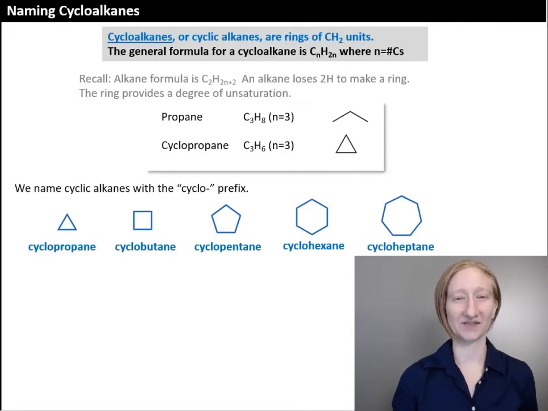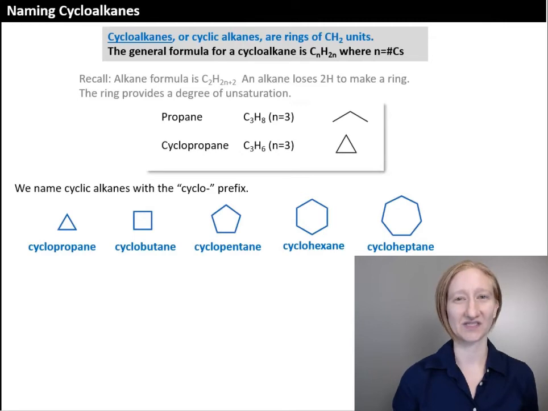When we name cyclic alkanes, we use the cyclo prefix. For example, cyclopropane is our 3-carbon ring structure. Cyclobutane is our 4-carbon ring structure. Cyclopentane has 5 carbons. Cyclohexane has 6. And cycloheptane has 7, and so on.